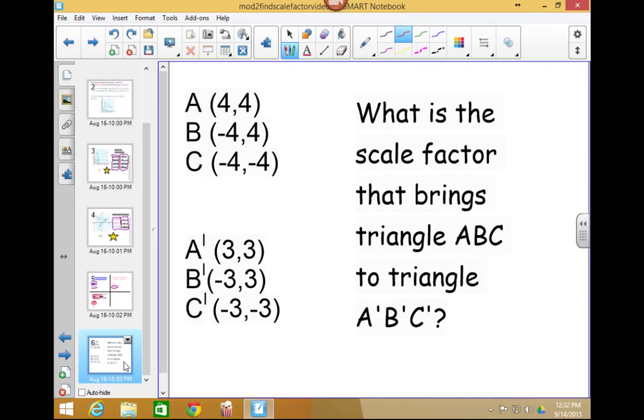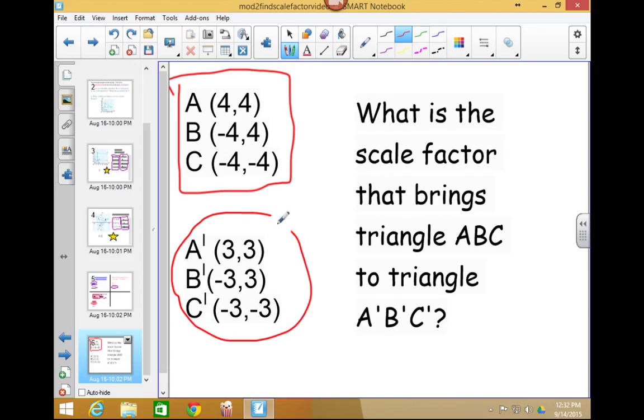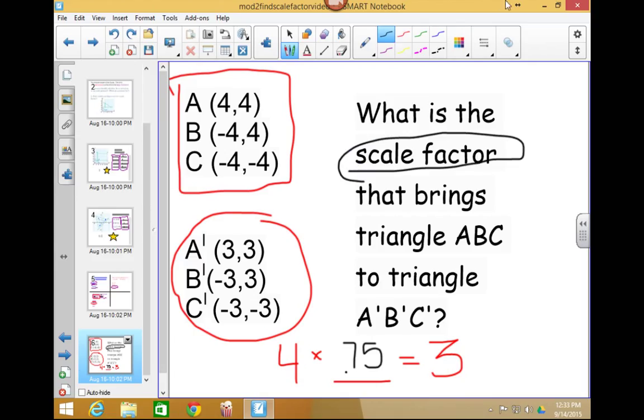In this last example, we want to know what is the scale factor that brings triangle ABC to triangle A prime, B prime, C prime. I want to figure out how I got from my original to my image. What did I multiply by to get my final result? 4 times what gave me 3? You can pause and take a minute and try to figure that out on your own. Press play when you're ready for the answer. Okay, the answer was 0.75. So my scale factor that brought me to the image was 0.75.